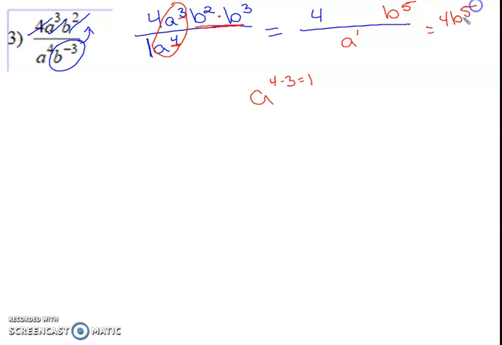4b to the 5th, a to the 1. Now let me rephrase that because I know that's complicated. B to the 3rd and b to the 2nd became b to the 5th. 4 stayed 4. A to the 3 and a to the 4, you subtract them and put it wherever the bigger exponent was. A to the 4th, because 4 is bigger than 3. Okay? Seems pretty simple, straightforward.